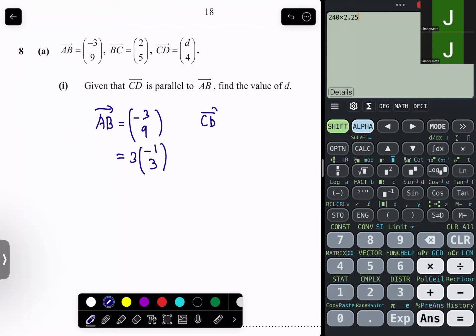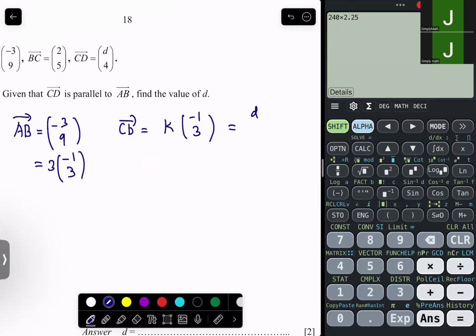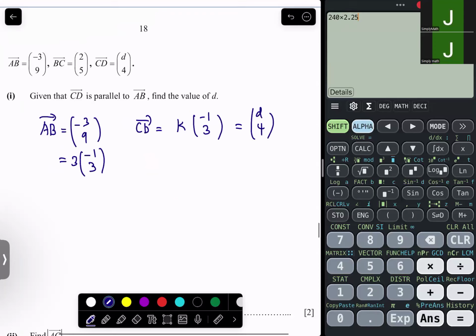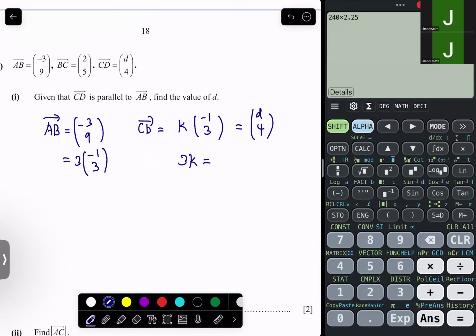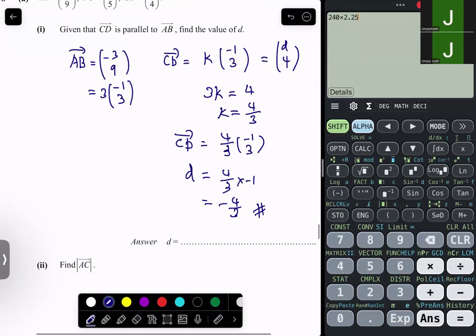So CD is equal to, since the question tells us that it is parallel, that means it must be k times (-1, 3), which is also equal to (d, 4). So by using the logic, 3k must be equal to 4. So k equals 4/3. If k equals 4/3, then CD equals 4/3 of (-1, 3). Then d will be 4/3 times -1, so -4/3.